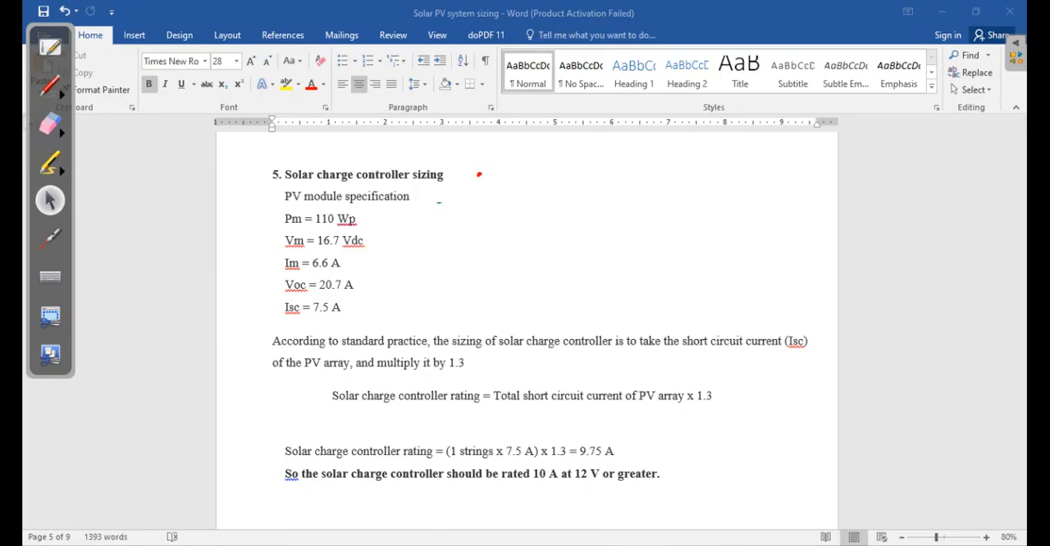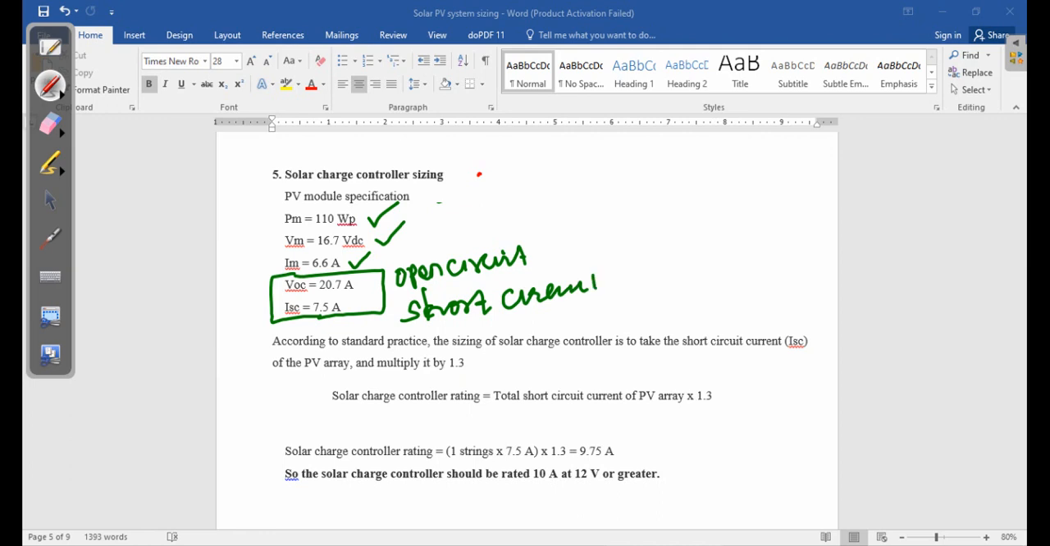So here, how are we going to calculate the solar charge controller sizing? You can see the power of the solar panel is 110 watt, the voltage of the panel is 16.7 VDC, and the maximum current is 6.6 ampere. And whenever we choose a solar panel, two ratings are available by default in all solar panels: one is the open circuit voltage, and another one is the short circuit current.